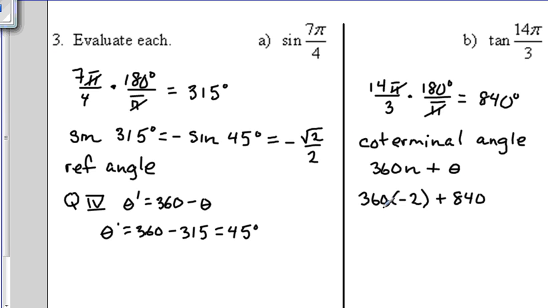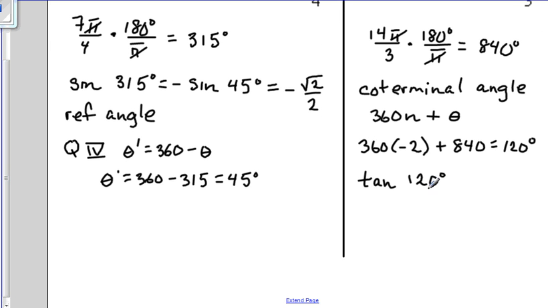All right, 360 times negative 2 is negative 720. Negative 720 plus 840 is positive 120 degrees. So the tangent of 14 pi over 3 is the same as the tangent of 840 degrees, is the same as the tangent of 120 degrees. Now, 120 degrees is in quadrant 2.